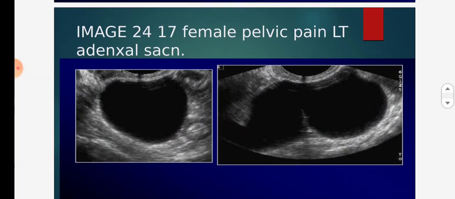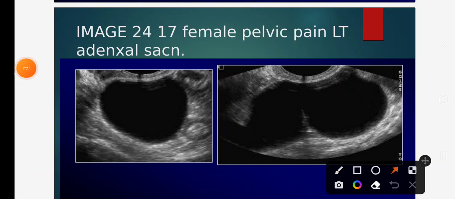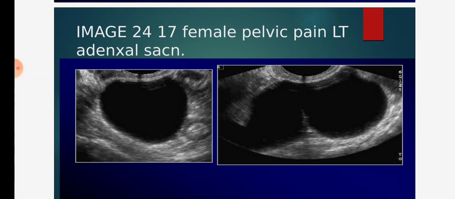24, a 17-year-old female with pelvic pain, left adnexa. It's a female suffering from PID but it cannot be written in the report. PID is a feature of salpingitis, hydrosalpinx, enlargement of the fallopian tube with fluid inside, and separations inside the fallopian tube.